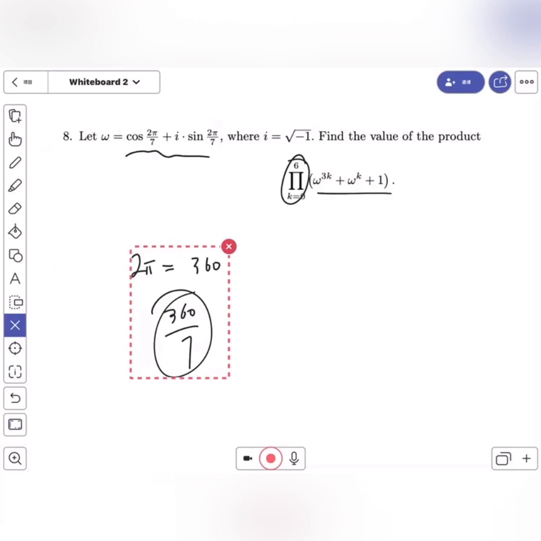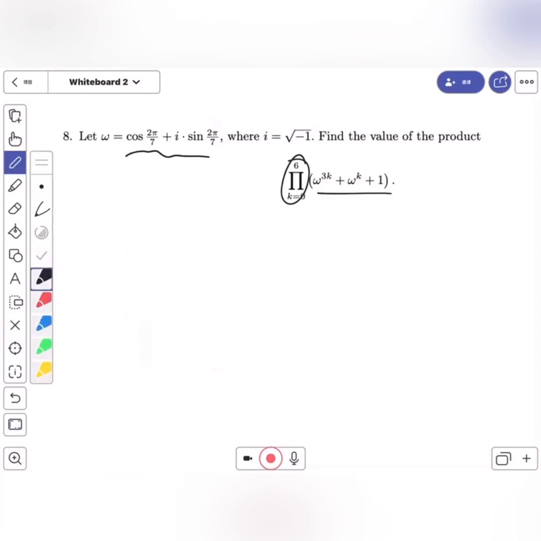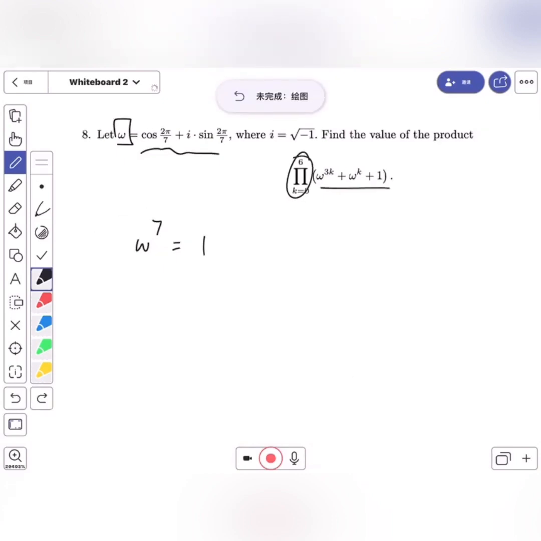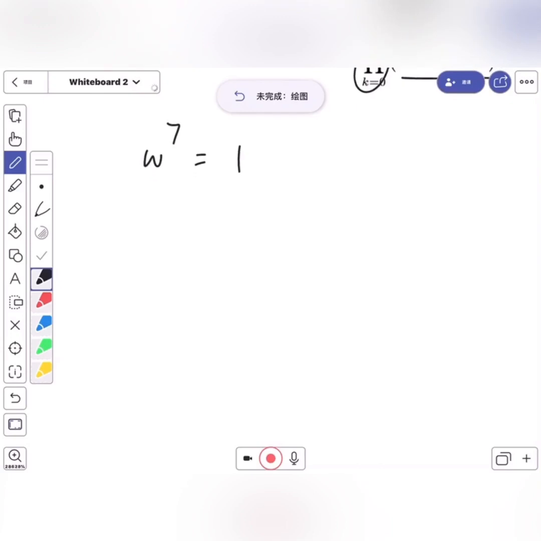Now, if you have checked the video that I made before, I think it was 2022 AMC 12B number 24, I covered some basics of roots of unity, and that was a pretty long video, so try to check it out entirely. But omega, if it's written in this form, basically tells us that omega to the 7 is equal to 1, and this is one of the roots of this equation. I'm just going to briefly walk you through why that is.